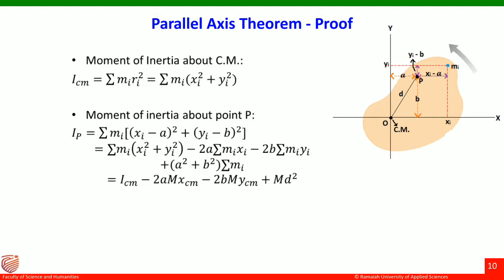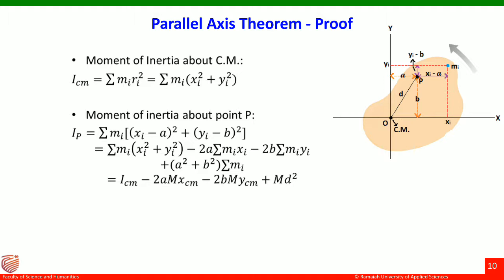And the second term can be written as minus 2a times the summation of small mi over the entire distance, which can be replaced by bigger M, that is the total mass of the body, big M into xcm, minus 2b into big M into ycm, plus the last term a square plus b square. From this figure, if you look carefully at the right hand side, a square plus b square, again according to the Pythagoras theorem, is equivalent to d square.